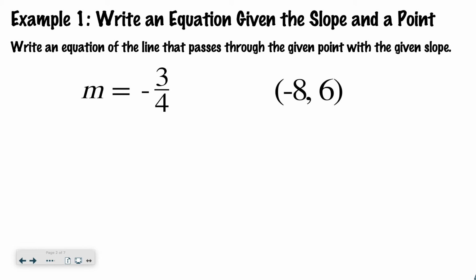In our last chapter, we talked about how to write an equation in slope-intercept form given the slope and the y-intercept. So this is just a little different, but still slope-intercept, just a reminder, is y equals mx plus b. And in this instance, when you have the slope and a point, you know what m is and you know what x and y are, but you don't know what b is. So that's the first thing that you're going to solve for.